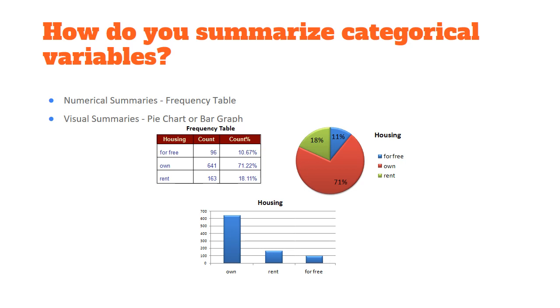On the right, you can see a pie chart, which is easier to read. You can see the distribution right away. On the bottom is a bar graph. A bar graph would be better to use if you have a lot of categories. The count is on the y-axis. And these are the three ways you can summarize categorical variables.